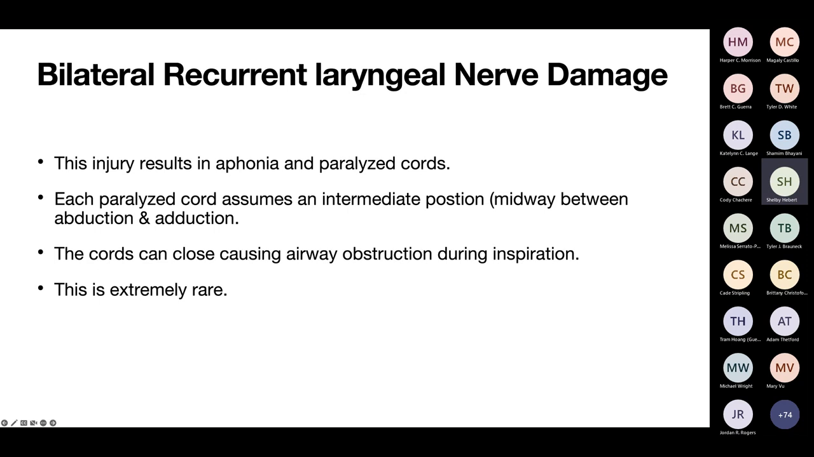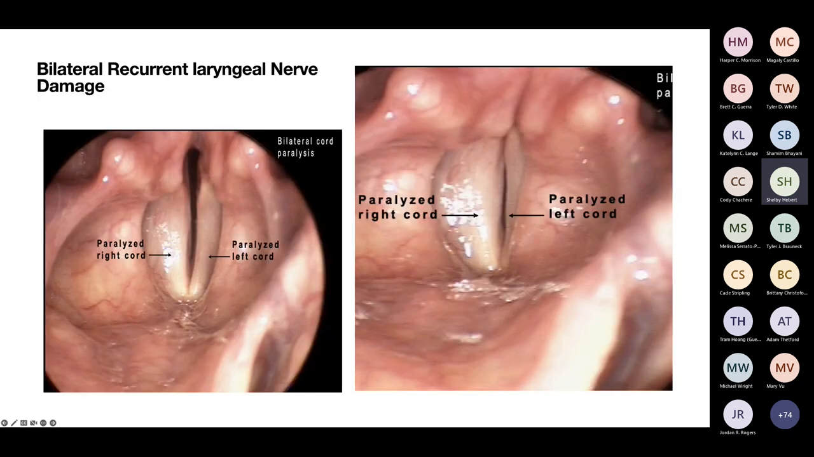Bilateral recurrent laryngeal nerve damage is extremely rare, but it can happen. I've seen a couple of patients, not where it initially happened, but they would come in for a treatment. Sometimes they'll go in and put steroids in. Sometimes they'll inject botulinum toxin and see if they're able to either stimulate nerve growth, reduce edema, or treat what actually caused it. And this just shows you what I'm talking about.